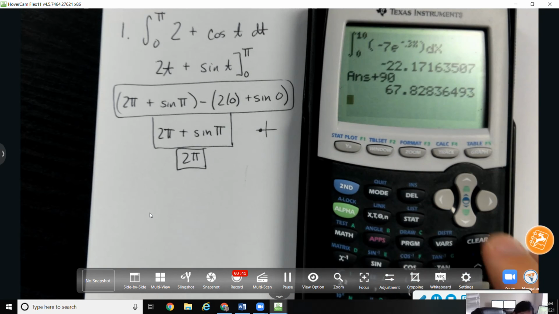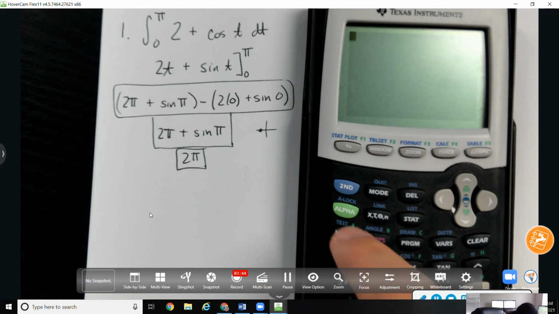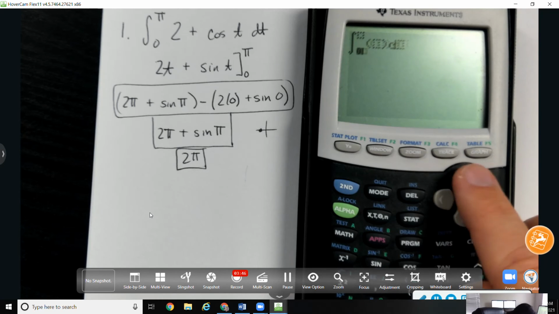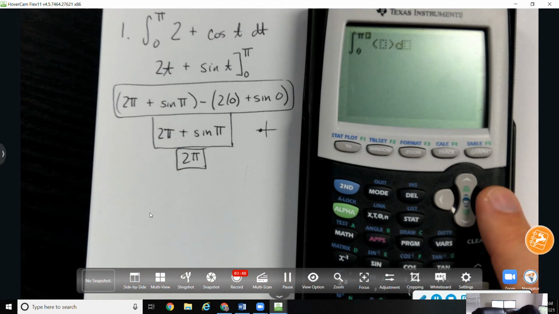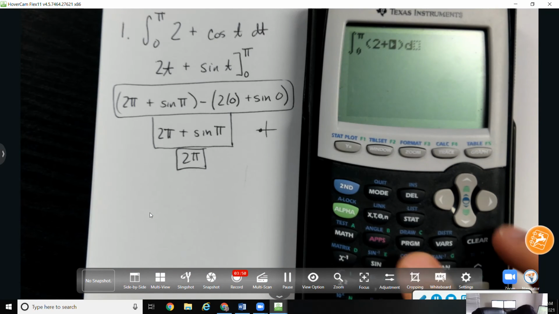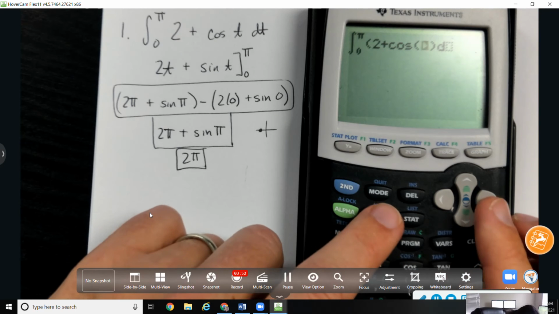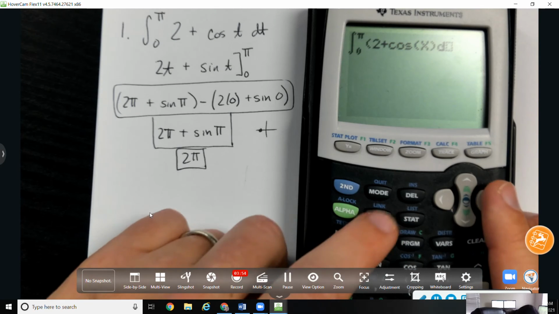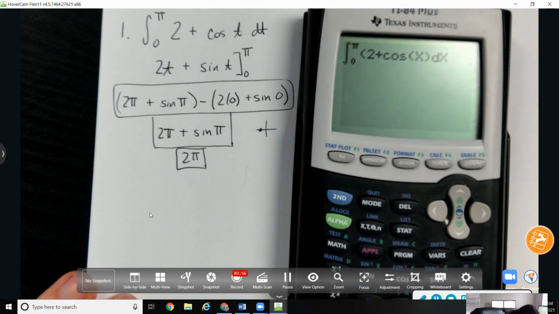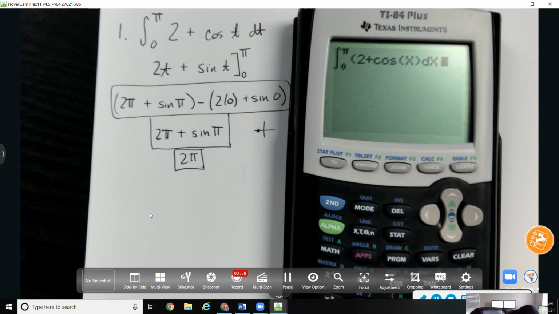But I want to verify what you said, because it's a good question. Math 9, 0 to pi of 2 plus cosine of, I'm going to switch it to x, just because that's easier in the calculator. So that should give me 2 pi if we did our problem right. Right? And it doesn't list it as 2 pi, but yeah, it's 2 pi.